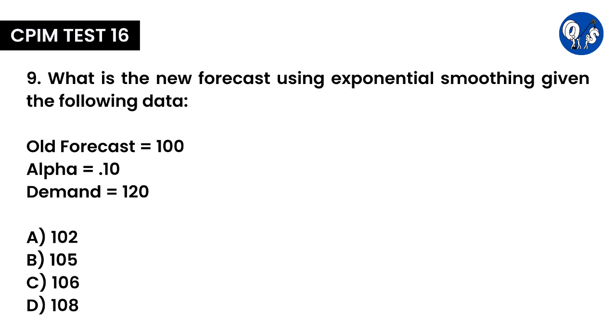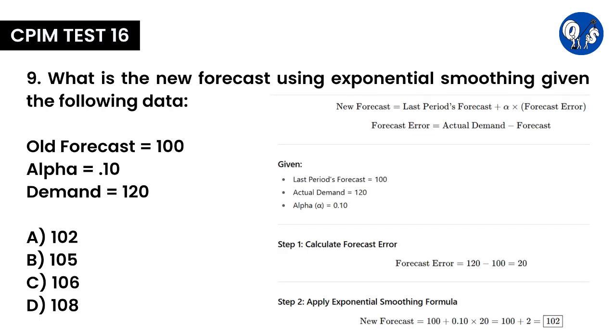In order to calculate the new forecast using exponential smoothing, we use the following formula: new forecast is equal to last period's forecast plus alpha times forecast error. Now, in order to calculate forecast error, we use the formula: forecast error is equal to actual demand minus forecast. You can see the whole calculation on the screen, which is self-explanatory.